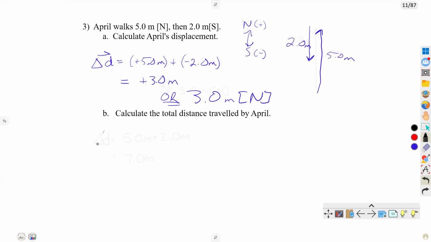The total distance is going to be our 5 meters plus 2 meters, meaning that April has traveled a grand total of 7 meters. Okay, she's ending up 3 meters away from where she started. All right.